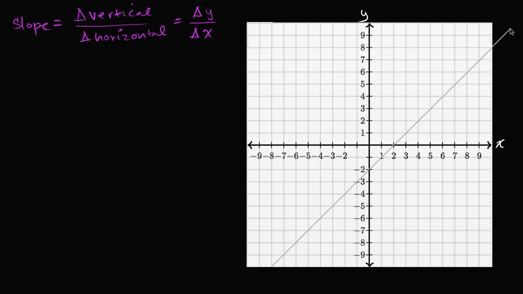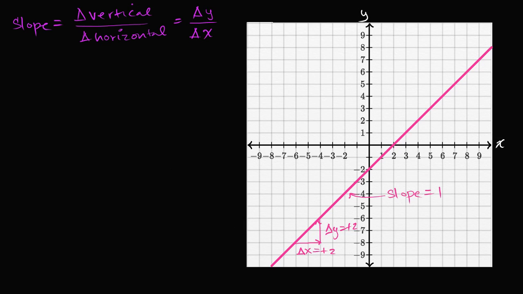Like this. Notice, as I have a change in x, however much my change in x is, so for example here, my change in x is positive 2, I'm going to have the same change in y. My change in y is going to be positive 2. So my change in y divided by change in x is 2 divided by 2, which is 1. So for this line, I have a slope. Slope is equal to 1.